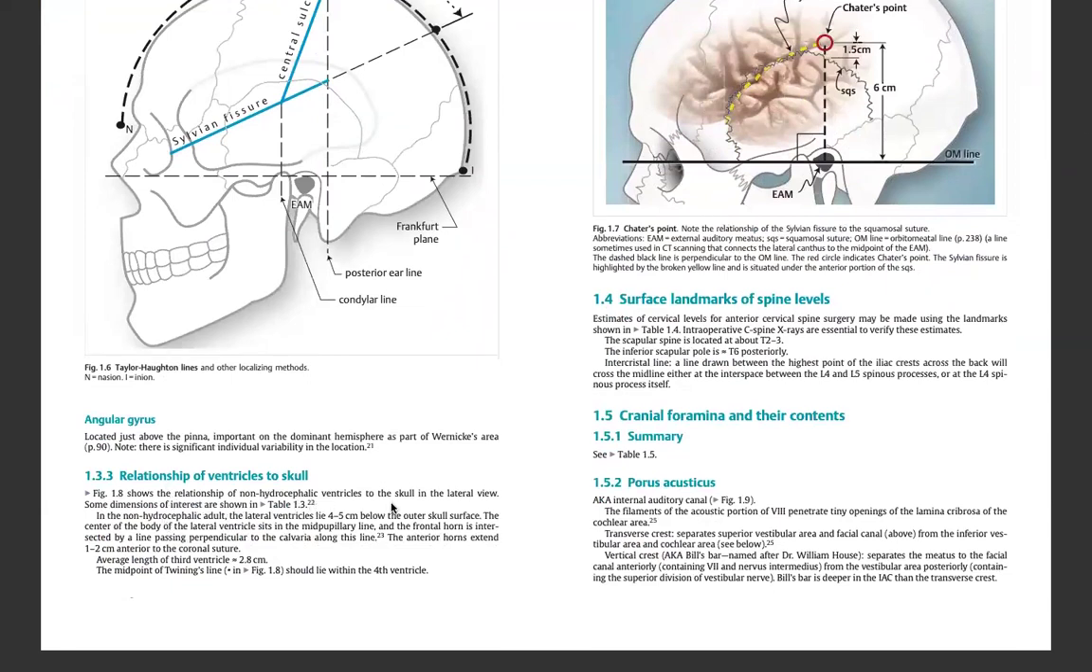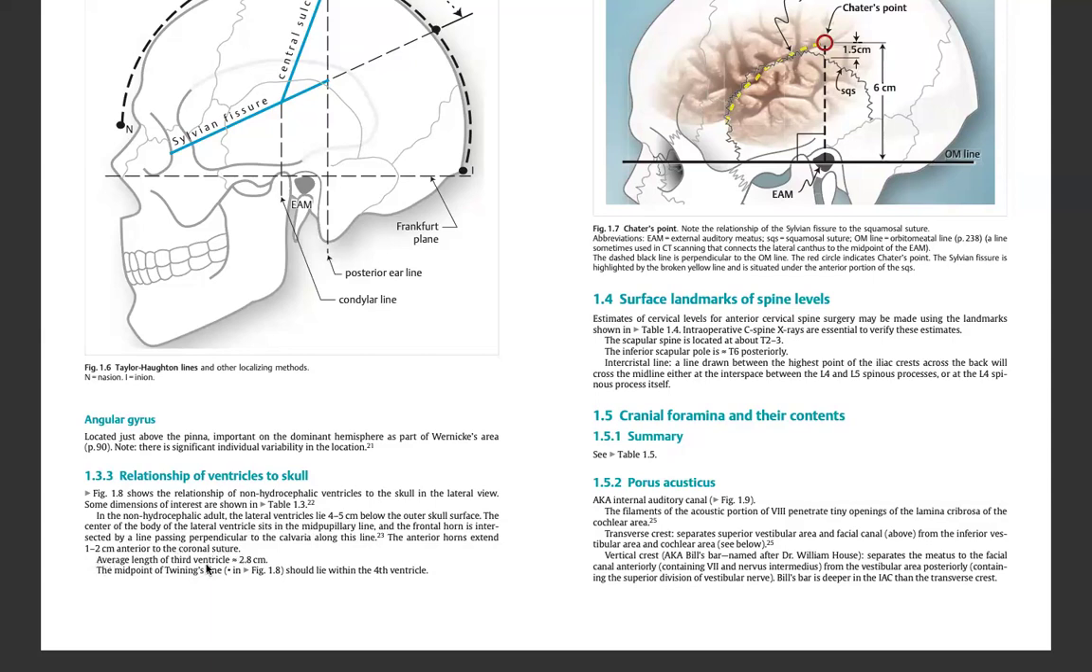They said that the relationship of the non-hydrocephalic ventricle to the skull in lateral view. Some dimensions of interest are shown in the table. In non-hydrocephalic adults, the lateral ventricles lie 4 to 5 cm below the outer skull surface, and the center of the body of the lateral ventricle sits in the mid-pupillary line. The frontal horn is intersected by a line passing perpendicular to the calvaria along this line. The anterior horns extend 1 to 2 cm anterior to the coronal suture.